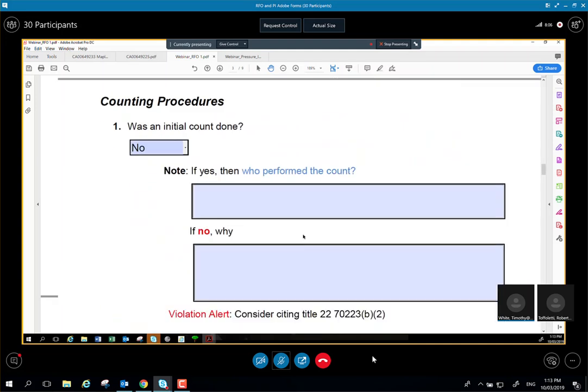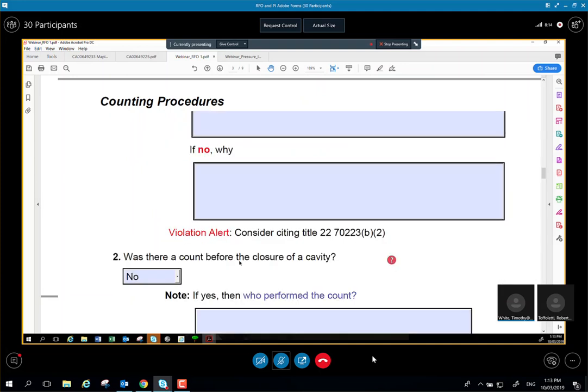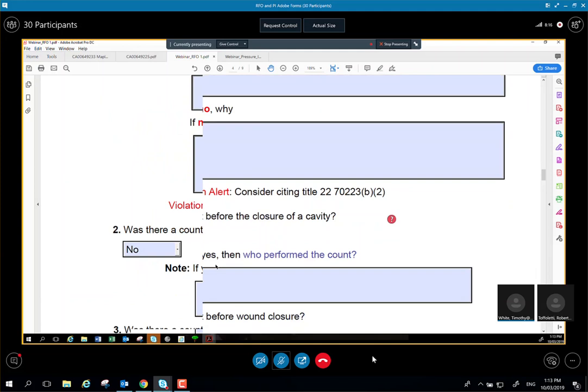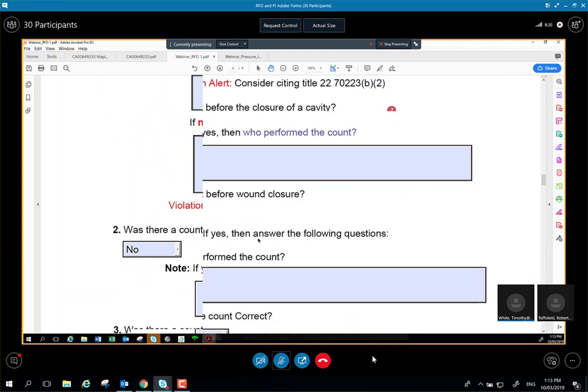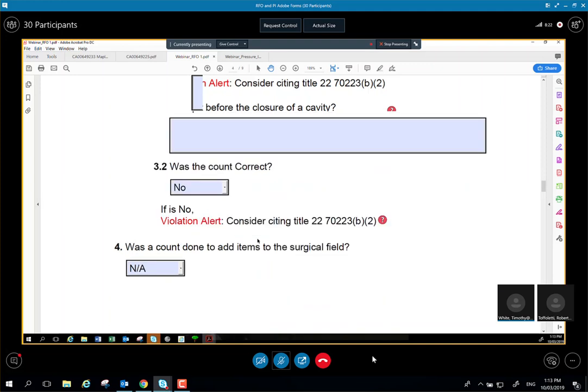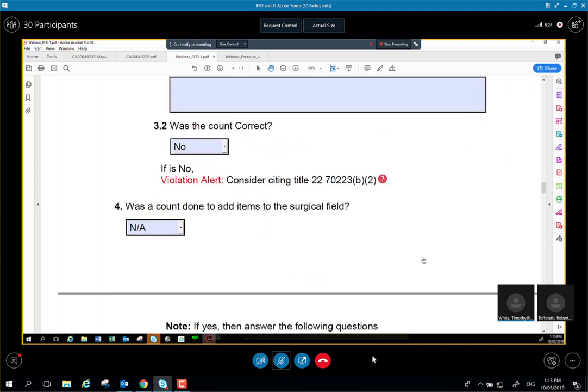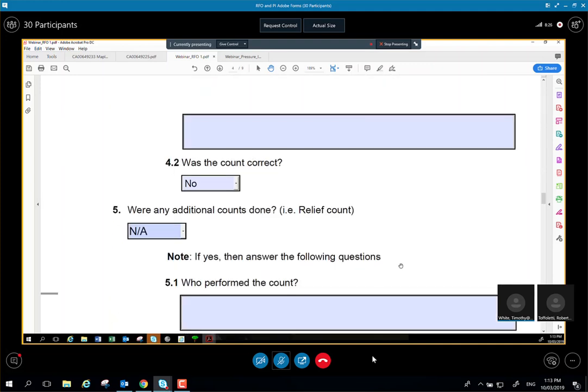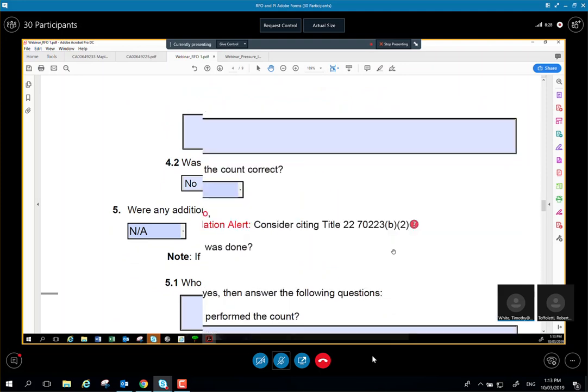reviews, etc. Since it's an RFO, we want to look at counting procedures. Who did the count? If it wasn't done, why wasn't it done? Sometimes in an emergency, they don't do an initial count. And then further counts, when did they do them? Who did them? So we kind of go through all the counting stuff.